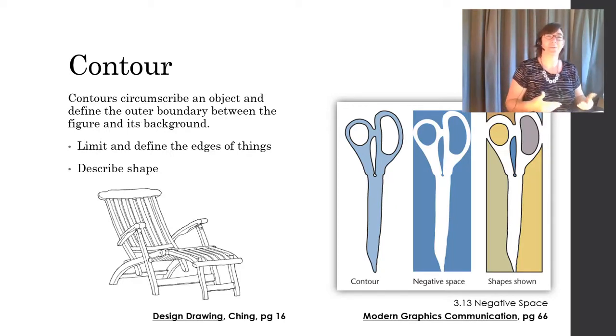So then what is a contour? Contour is going to circumscribe or go around the outside of an object. It's going to define the outer boundary between the figure and the background. A contour will limit and define the edges of things and describe its shapes. So here's a couple of examples on your screen of contour drawings.